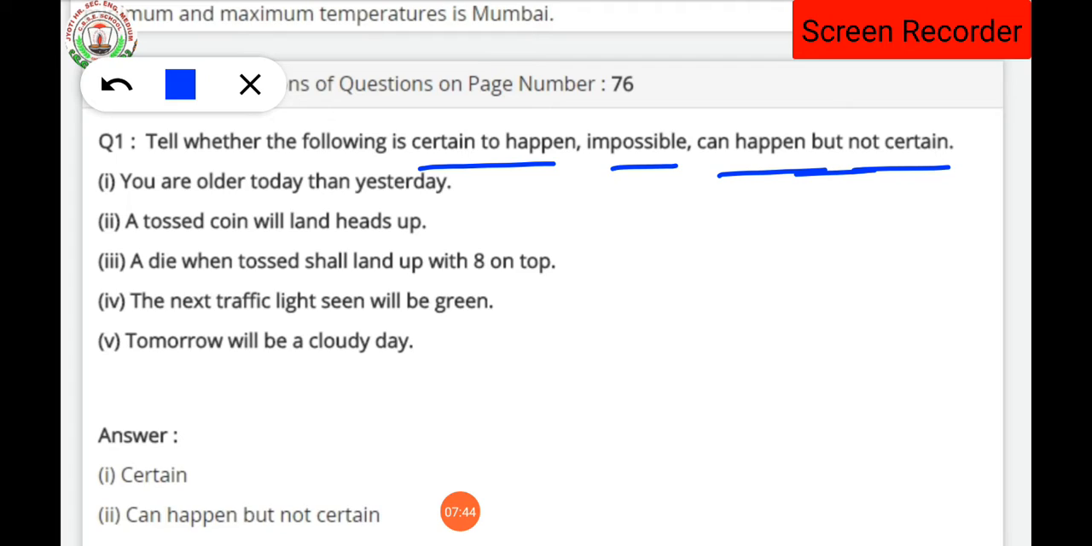Clear? So here the first question: you are older today than yesterday. Is that correct? Yes. You are older today than yesterday. So certain, of course. Then, a tossed coin will land heads up. So can happen but not certain. If you toss a coin in the air, either a head comes or a tail comes.